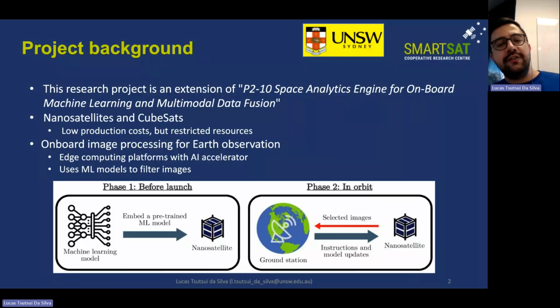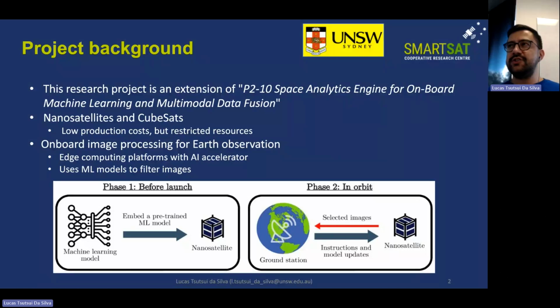And communication is extremely restricted in the downlink direction, which is when we send data from the satellite to the ground station. There are many factors for this restriction, for example, the equipment cost and power consumption.